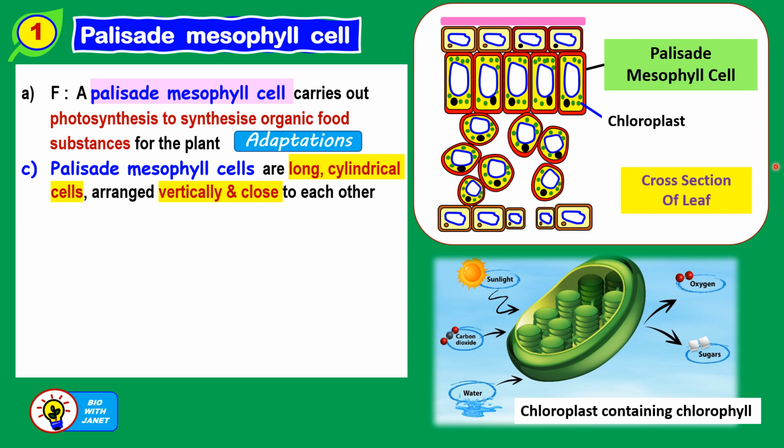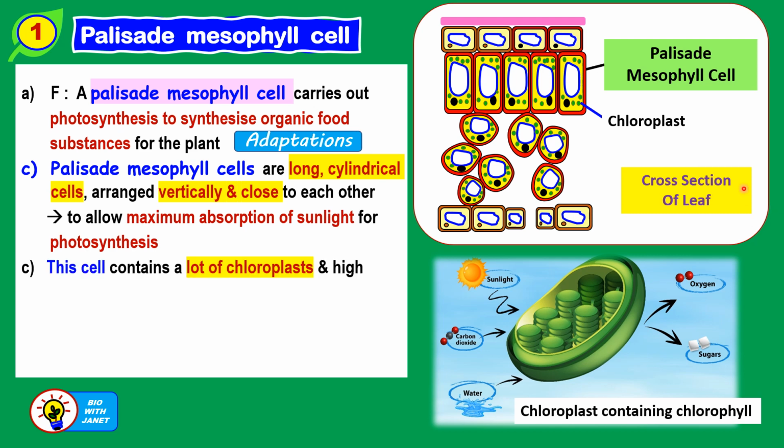All right? And what is the reason for that? To allow maximum absorption of sunlight from the top, right? For the process of photosynthesis, to produce more organic food substances. So the more of these cells that the leaf has, then the faster the photosynthesis occurs, and more organic food substances will be produced. All right, so it's packed very tightly together.